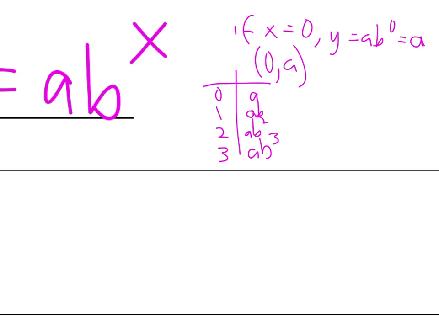Now, let's think about this. If I'm multiplying by something every single time, under what values of b will that quantity be getting bigger? And under what conditions will that quantity be getting smaller? You should be able to say, okay, if I multiply by something bigger than 1, then my quantity will be getting bigger each time. If I multiply by something between 0 and 1, my quantity will be getting smaller. Think of multiplying by half every single time versus multiplying by 2 every single time.